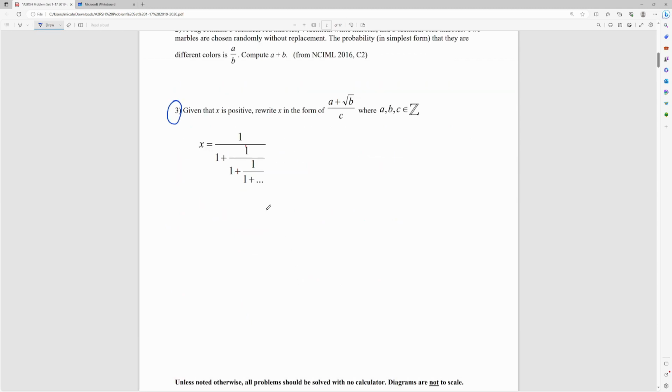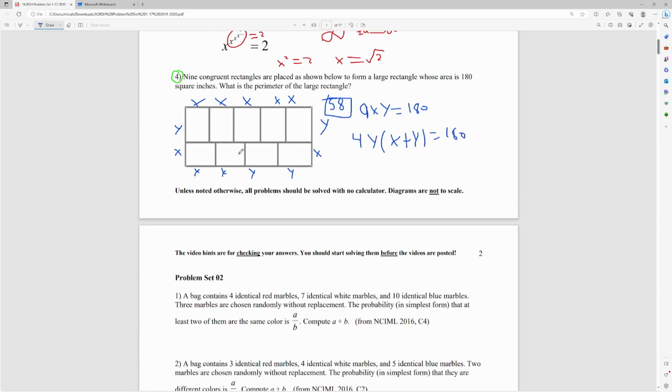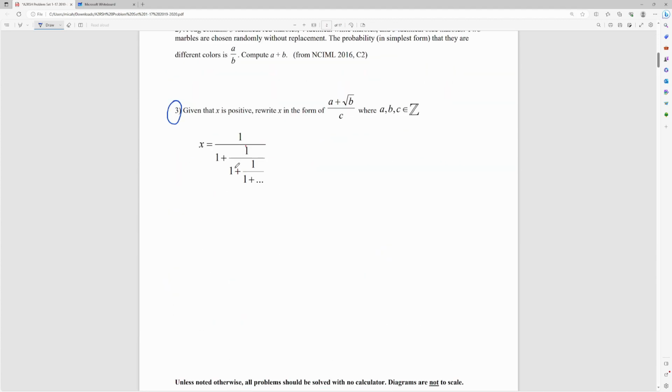Given that x is positive, rewrite the x in the form a plus the square root of b over c, where a, b, and c are in the set of integers. So this is very similar to the power tower problem we had over here. So we see that x is the same as 1 over 1 plus 1 over 1 plus 1 over 1 plus, etc. for so on forever and ever.